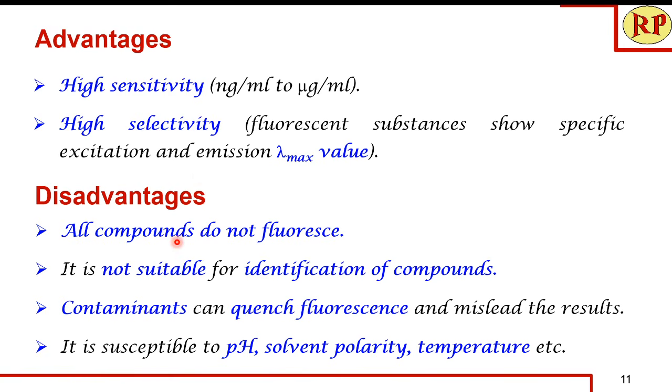And disadvantages, all compounds do not fluoresce. So as UV, we cannot use fluorescence spectroscopy. And it is not suitable for identification of compounds because some groups only will fluoresce. Just because that compound is fluorescent, we cannot tell this is due to this particular compound. And contaminants present or impurities present can quench the fluorescence. That is, it can absorb some light and the intensity of fluorescence will decrease, and this will be misleading. It is susceptible to pH, solvent polarity, temperature, etc. It is highly dependent on these factors.